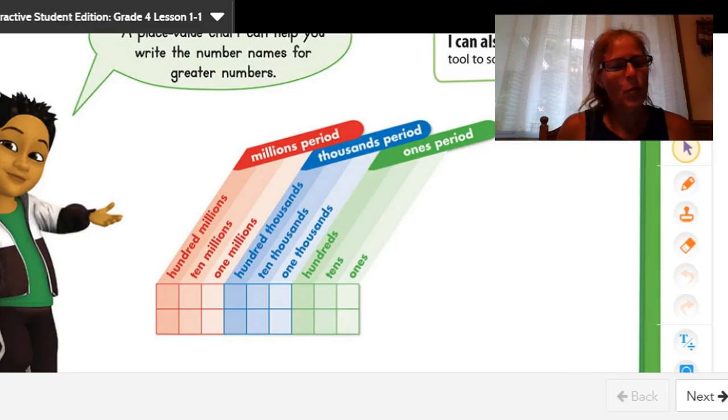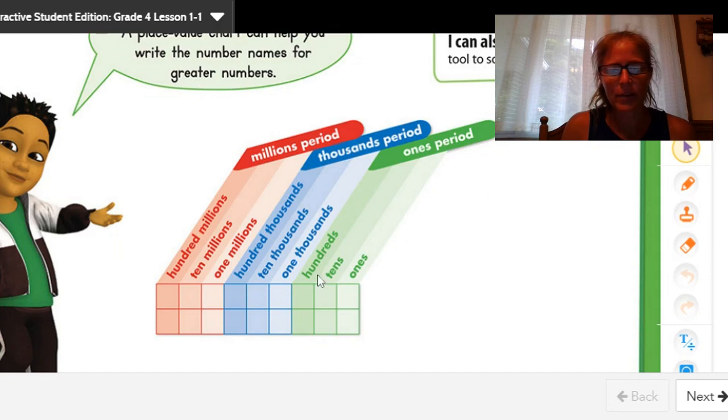Fourth grade math. We're going to start off with our first lesson, which is 1.1, and we're talking about place value. So you can see in your book, you have the ones period, which has a group of 3: ones, tens, hundreds. Then you have the thousands period, which also has a group of 3: 1,000, 10,000, 100,000. And lastly, you have the millions period, which also has a group of 3: 1 million, 10 million, 100 million.